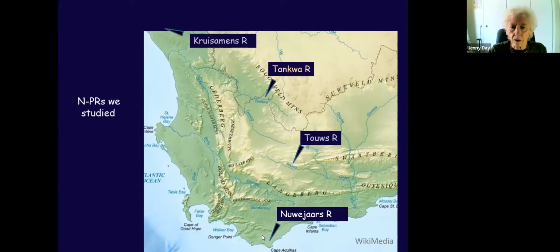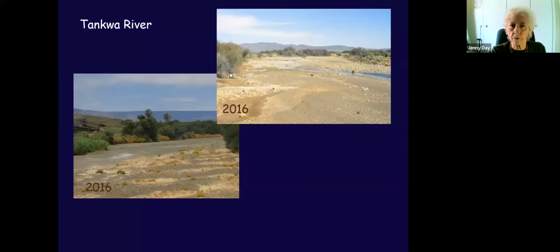The systems that we worked on, let me just briefly give you an illustration of some of the different kinds of systems. The Nuwejaars is the one that I've just talked about. That's on the Agulhas Plain. The Touws River, the system area that we looked at was in this part of the Touws River, which is actually a tributary of the Gouritz. The Tankwa River, which is a tributary ultimately of the Doorn, and then the Olifants River. And up here, the Sandrivier, which flows into Verlorenvlei, and I'll show you some photographs of that in a moment. The Tankwa River is the most ephemeral of the systems that we dealt with.